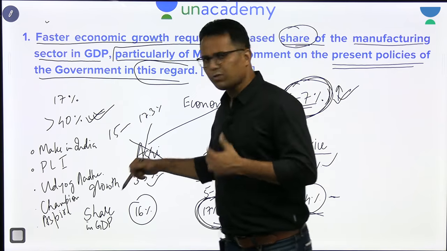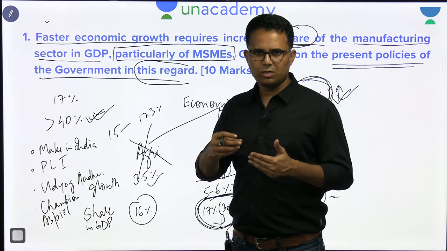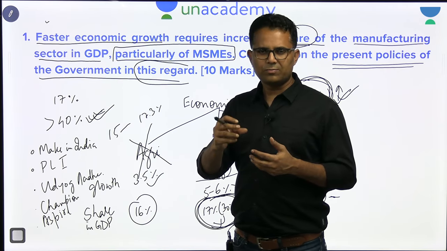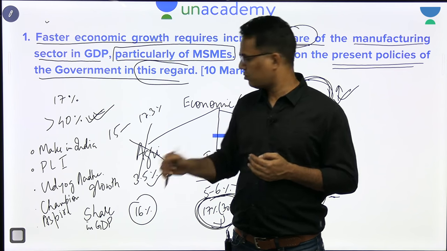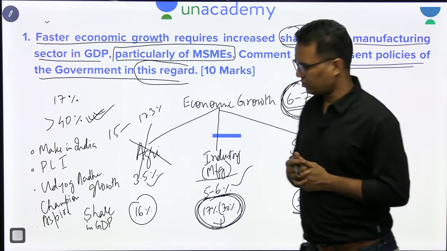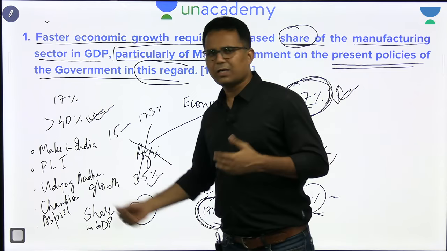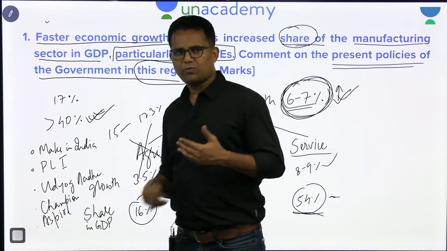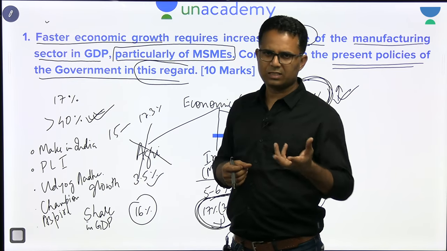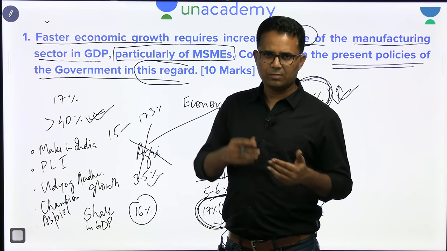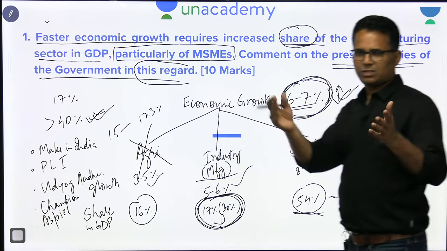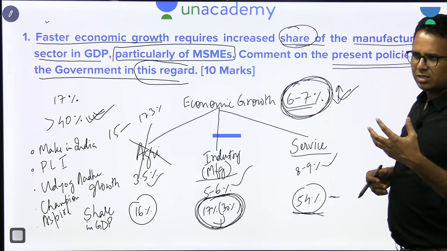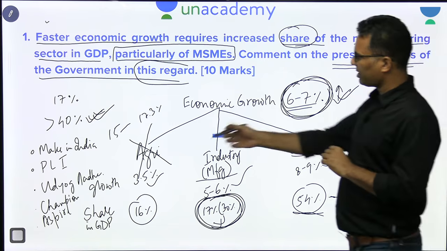Udyog Aadhaar number is formalizing MSMEs, leading to MSMEs becoming more formal, and they are able to achieve economies of scale of 10%. Champion scheme is for handholding MSMEs. This is an ICT-based platform which is helping MSMEs. Government listens to their grievances and resolves them to expand their business, to expand the size of the company. So you just need to write this.